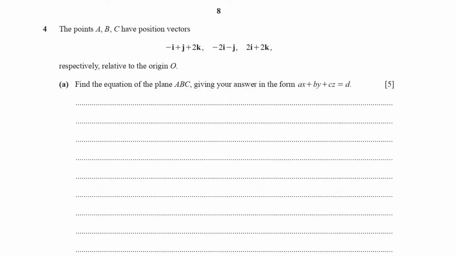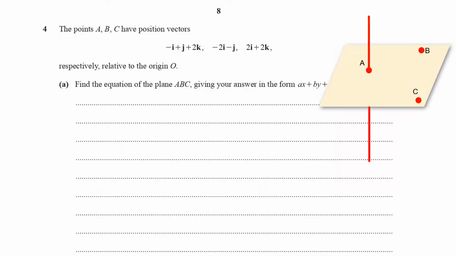Question number 4. The points A, B, and C have position vectors minus i plus j plus 2k, minus 2i minus j, and 2i plus 2k, respectively, relative to the origin O. On A, find the equation of the plane ABC, giving your answer in the form ax plus by plus cz is equal to d. So here we are considering a plane where A, B, and C are points on the plane. In order for us to get the equation of the plane, we'll start by looking for the normal to the plane.